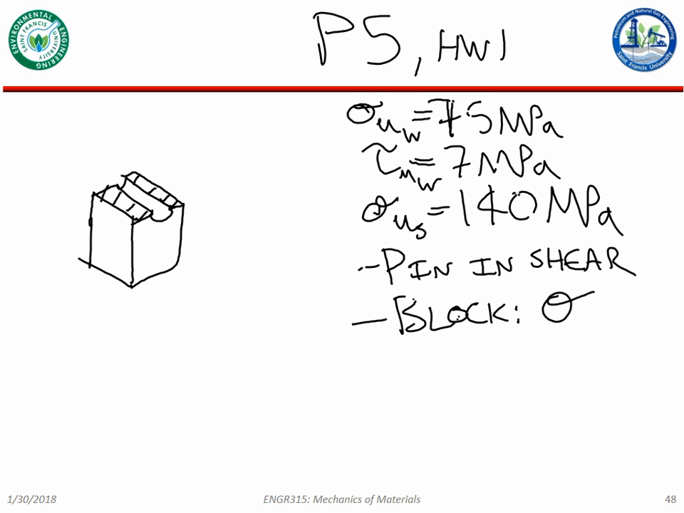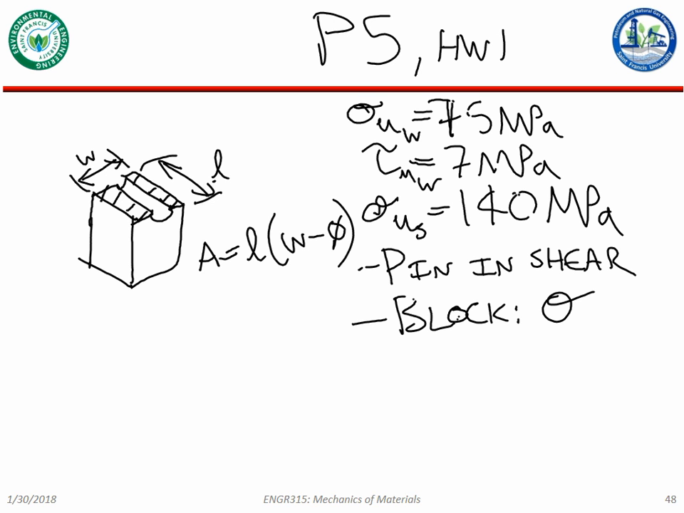So like if I have a width and a length, my area would be equal to my length times width minus the diameter of the pin. And then I have a force, I can use that area to find my normal stress. Okay? So that's the limiting case in tension then.